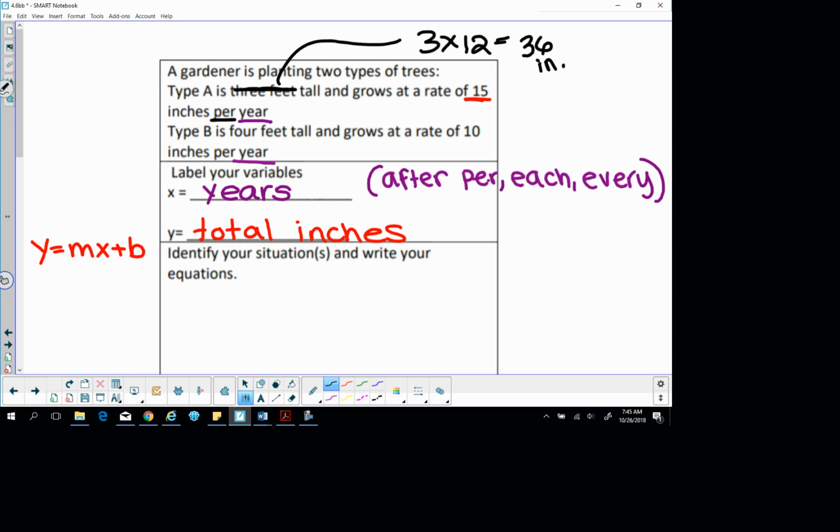Then we have 4 feet tall. And so what are we going to be multiplying here? 4 times what? How many inches are in a foot? Well, you get 48 inches.